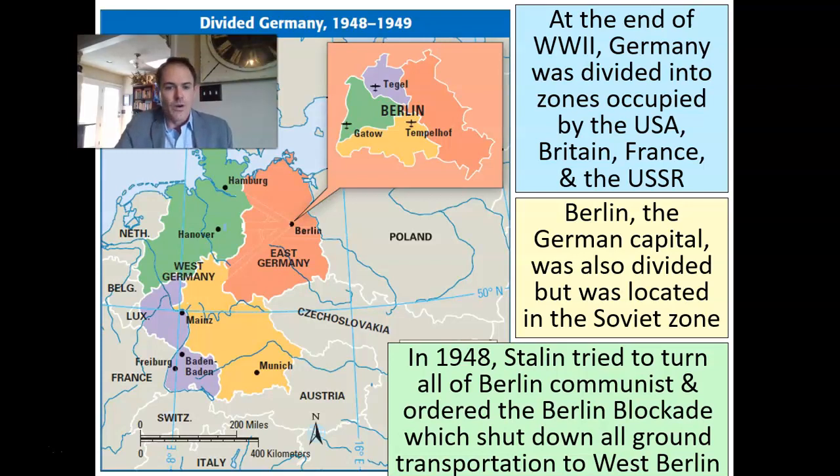Stalin in 1948 wants all of Berlin to be part of the Soviet bloc, and he orders the Berlin blockade, shutting down all ground transportation into West Berlin. You see this city, the capital here, right? So all the areas surrounding West Berlin, that's all Soviet territory. So he shuts off all roads, all trains, and essentially tries to starve them out.